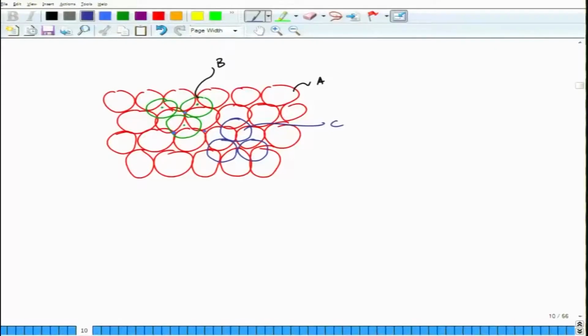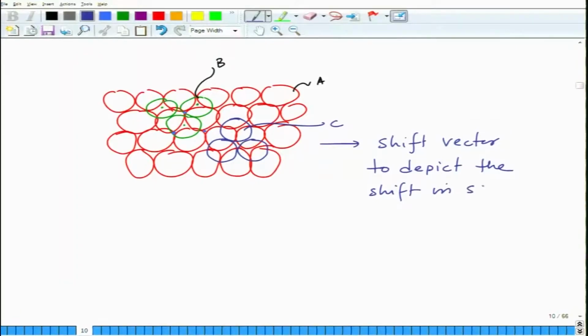So as a result there will be a shift in the translation within the layer. So as a result there is a shift vector. So basically within a layer you have to identify them using a shift vector. So if you bring it closer, this layer will basically get shifted by a vector in the previous layer, in the next layer, and as a result you need to identify using a shift vector to depict the shift in stacking. Okay.